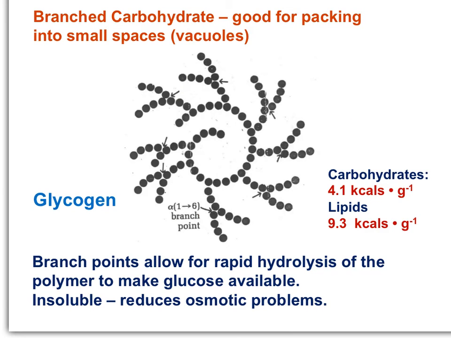So as I've mentioned, branched carbohydrates make for good packing into small spaces, the vacuoles of cells. As well, these branch points allow for rapid hydrolysis of the polymer to make glucose available for cell respiration. Now, glycogen and amylopectin are both insoluble in water. This reduces problems related to the uptake of water, osmotic problems.